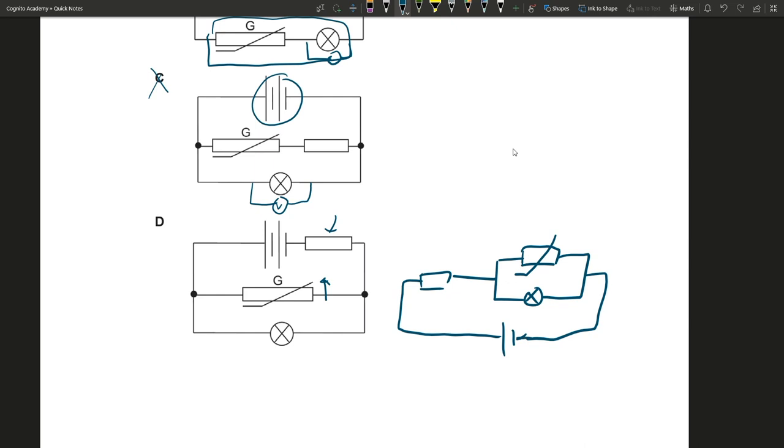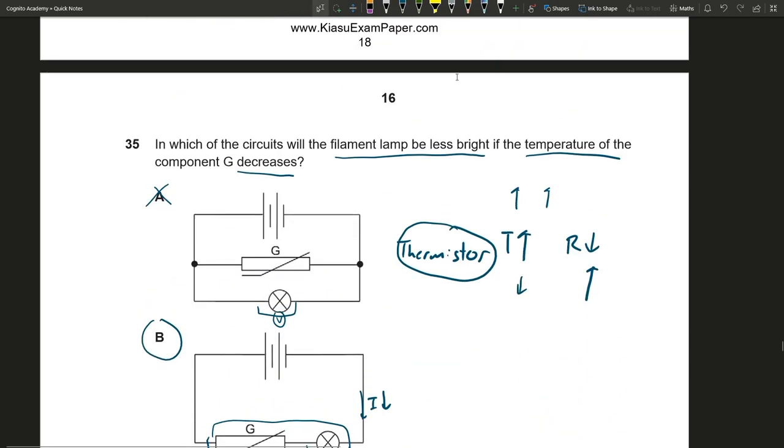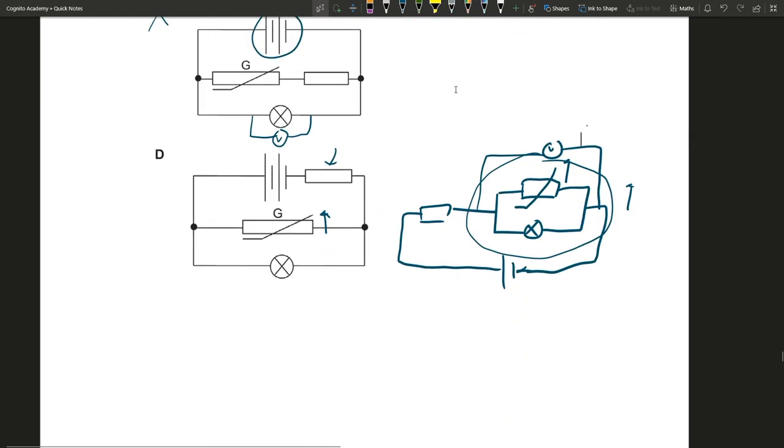Basically, when the thermistor resistance increases, the effective resistance of this component increases, meaning that the potential difference across these two components will increase, because it takes up a higher proportion of the EMF, because this resistor remains the same. Now, with the potential difference increasing, the lamp will become brighter instead. But our question is asking for the filament lamp to be less bright. So D is wrong.